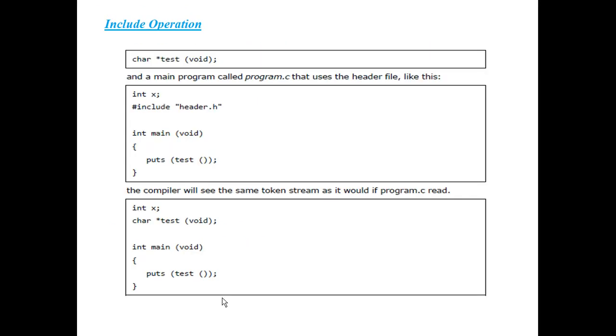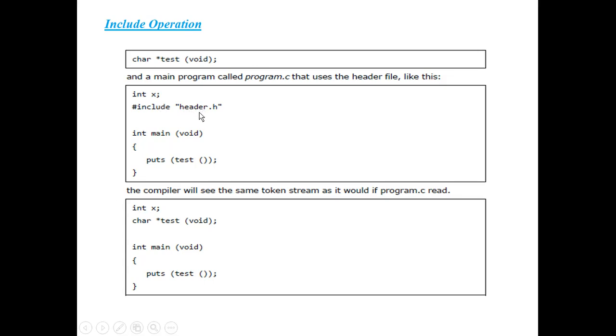Next, include operation. That means how the compiler processes the include files while compiling a C program. Here I have written a simple C program. First I have taken x of integer type, and next I am including a header file which is a user defined one. Why? Because the name of the header file is header.h, which is enclosed in double quotes.